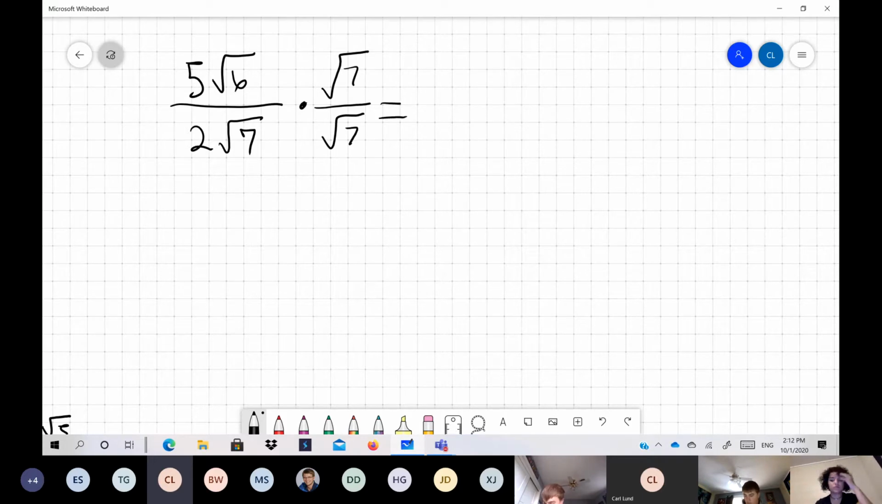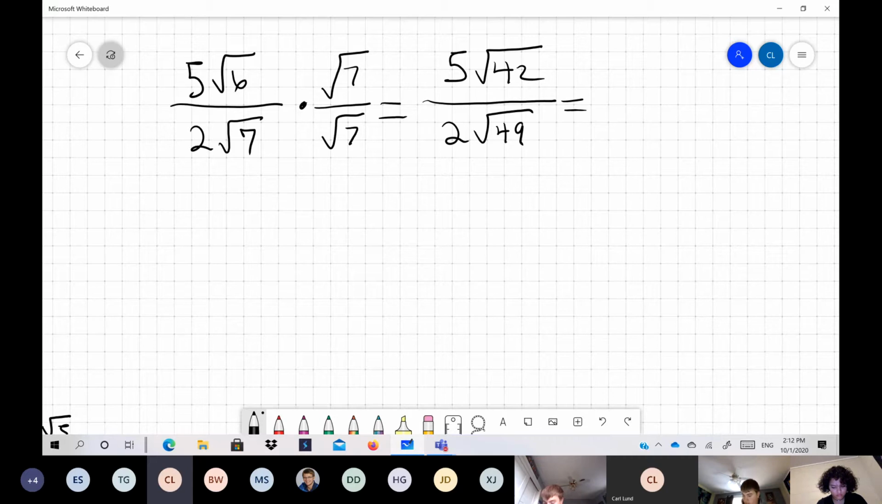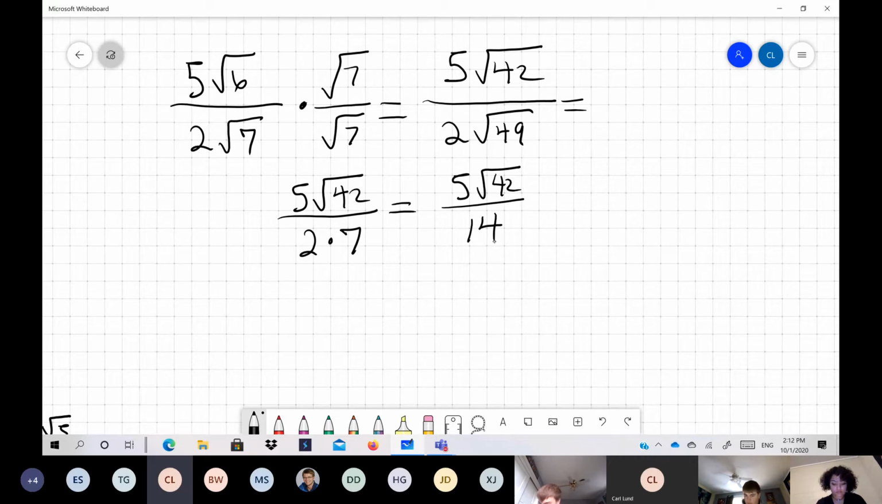This isn't super tricky. So my numerator becomes 5 times the square root of 42, because 6 times 7 is 42. My denominator becomes 2 times the square root of 49, because 7 times 7 is 49. And so then I'm going to get 5 times the square root of 42 divided by 2 times 7, which is 5 square root of 42 over 14. I can't simplify 5/14 at all.